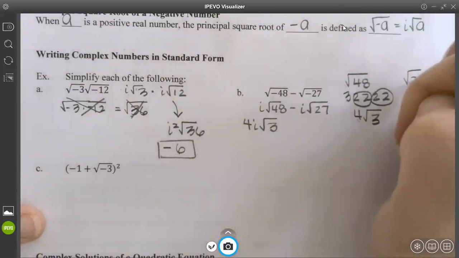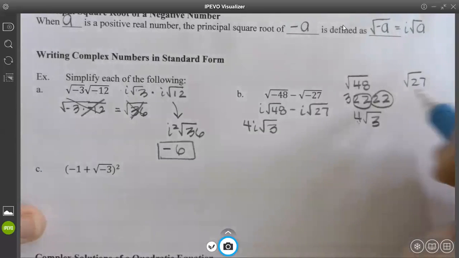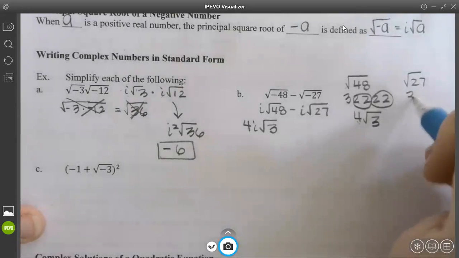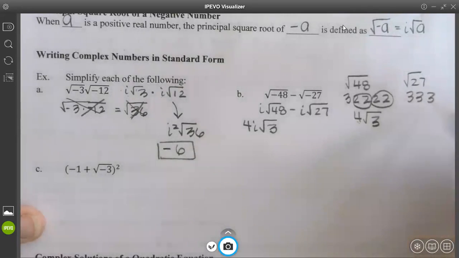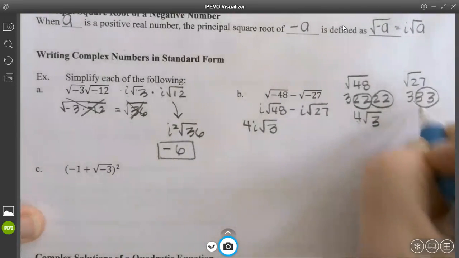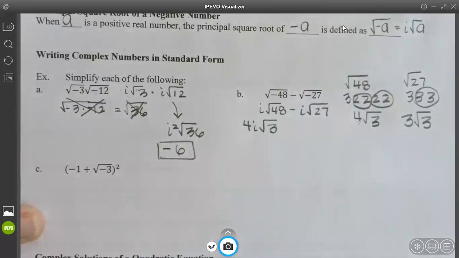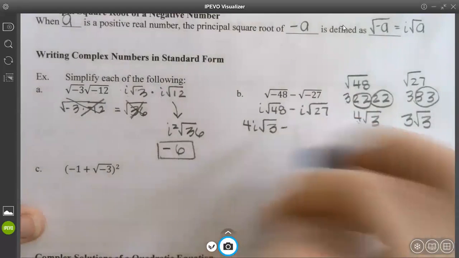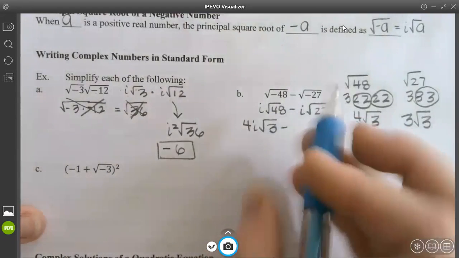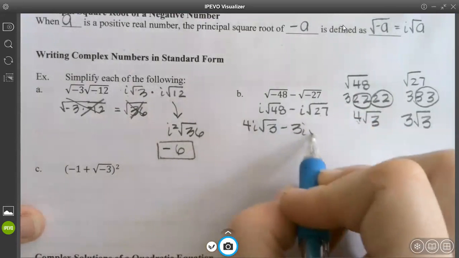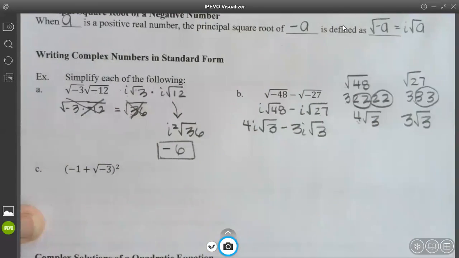What about 27? What are your factors of 27? So 3, 9 is 3 and 3. What are my pairs? So I'm taking 1 3 to the outside, and I didn't circle one on the inside. So we're going to change I square root of 27 to 3I square root of 3. What do you notice now?